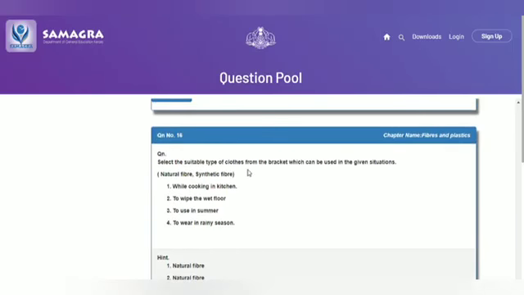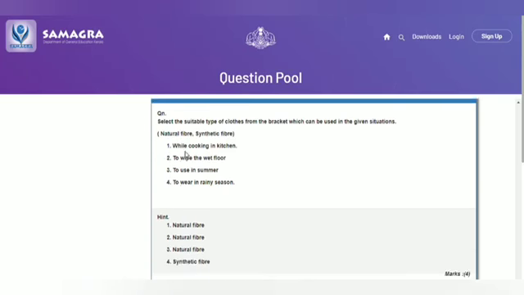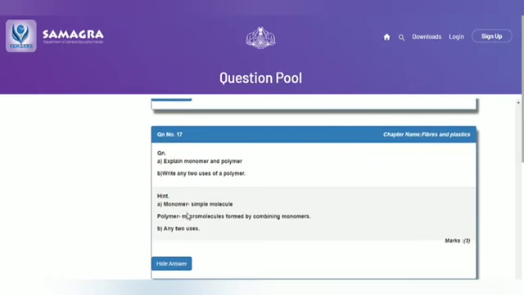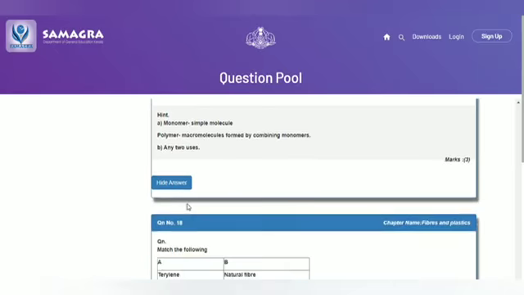Select the suitable type of clothes from the bracket which can be used in the given situation. That is while cooking in kitchen. Natural fiber to wipe the wet floor. Natural fiber to use in summer. Natural fiber to wear in rainy season. Synthetic fiber. Explain monomer and polymer. That is monomer, it is a simple molecule, and polymer, a macromolecule formed by combining monomers.